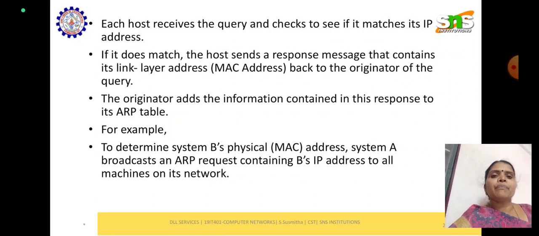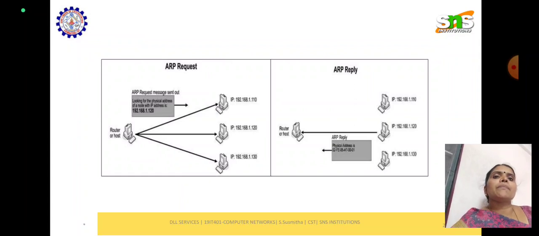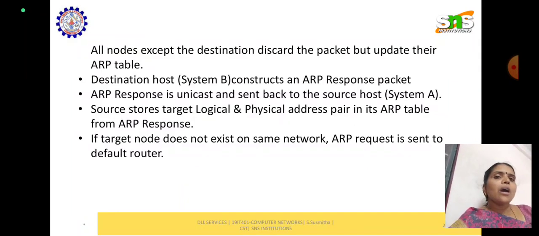For example, to determine system B's physical address, system A broadcasts an ARP request containing B's IP address to all machines on its network. So the IP address request and reply. All nodes except the destination discard the packet but update their ARP table.